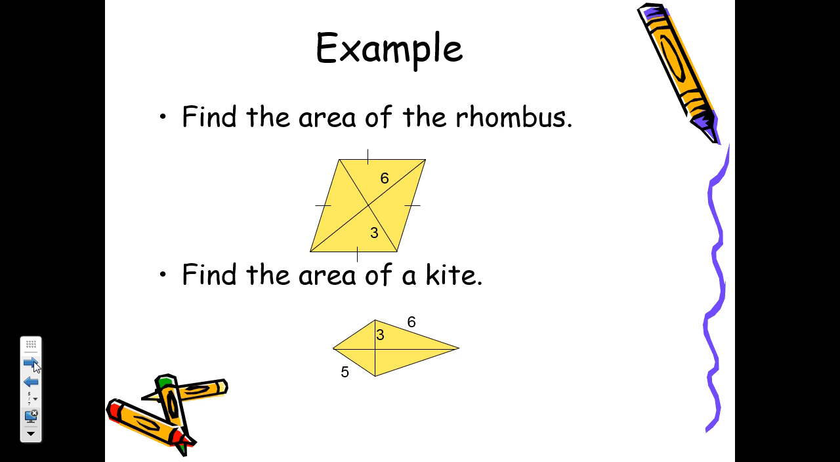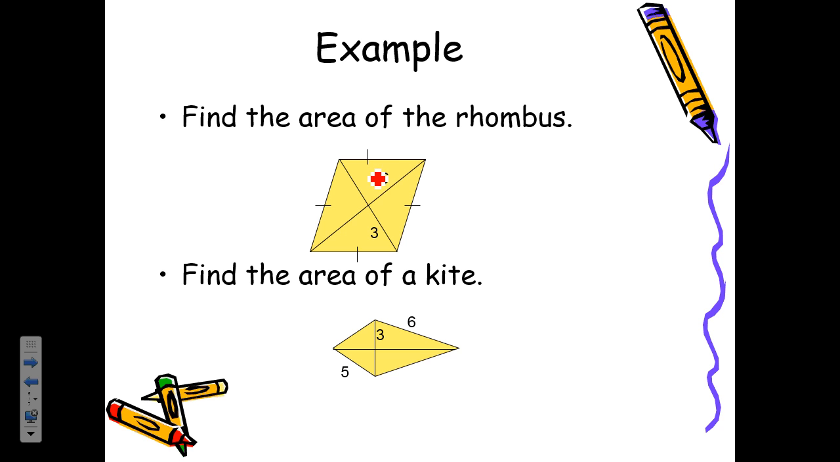Pretty simple. So I will do this first one, and then I want you to do the second one and bring your answer to class tomorrow to talk with your groups. So first up, we have a rhombus. I know it's a rhombus because I have these 4 congruent sides, so I know it's not a kite.